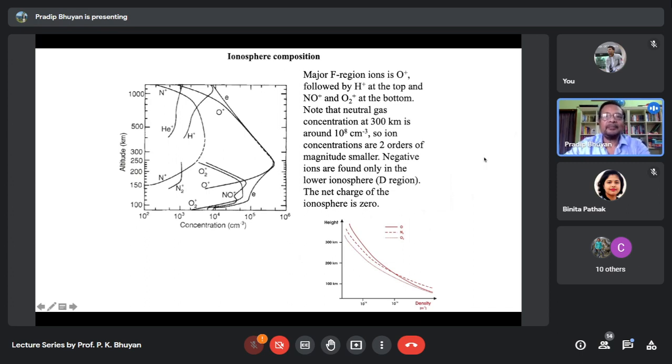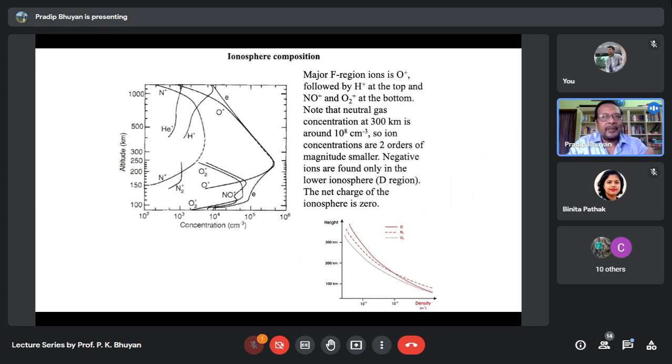So what happens? Here it is written: the major F region ion is O plus. O plus is the major ion, the major species, if you can distinguish the ions in the ionosphere. So around the F region, you will find O plus is maximum. Then will come H plus, then He plus, NO plus, etc.